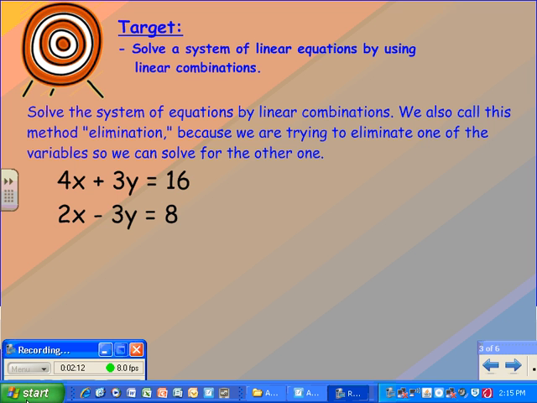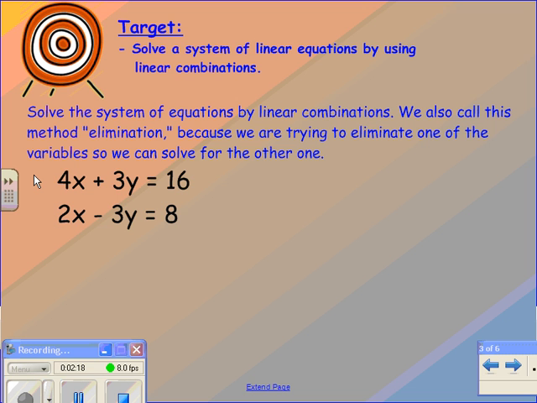And I'm already noticing that everything is lined up in columns. My x terms are lined up in columns. My y terms are also lined up in columns, and my constants are lined up in columns. So I'm good to go there, and I don't have to worry about changing anything in these two equations. So just looking at my x terms, in order to eliminate these, I would have to make one of these terms the opposite of the other.